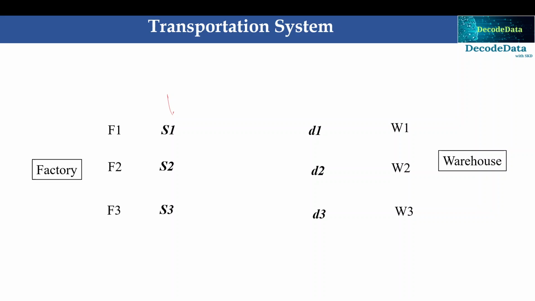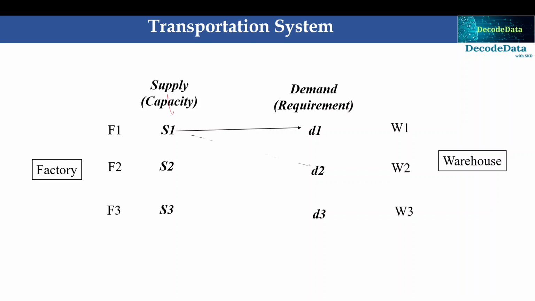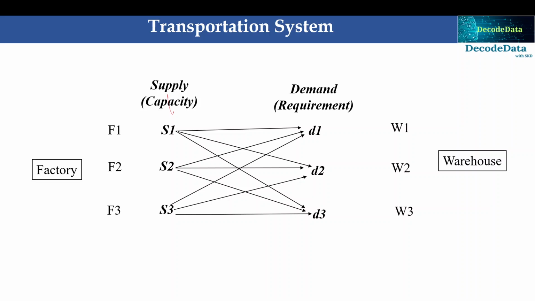Now, whatever we will produce in the factory, we have to supply. So we'll say it's a supply. And because the warehouse wants something, the warehouse is having a requirement, so we'll say it's a demand, right? Now, factory 1 can supply to warehouse 1, factory 1 can supply to warehouse 2, factory 1 can supply to warehouse 3. Same way, factory 2 can supply to all 3, factory 3 can supply to all 3. So this is what the combination altogether is.